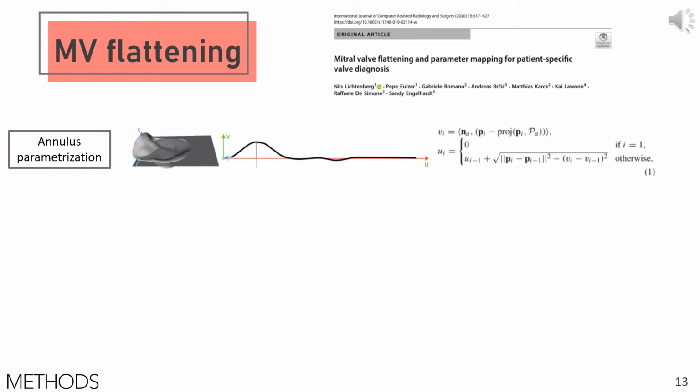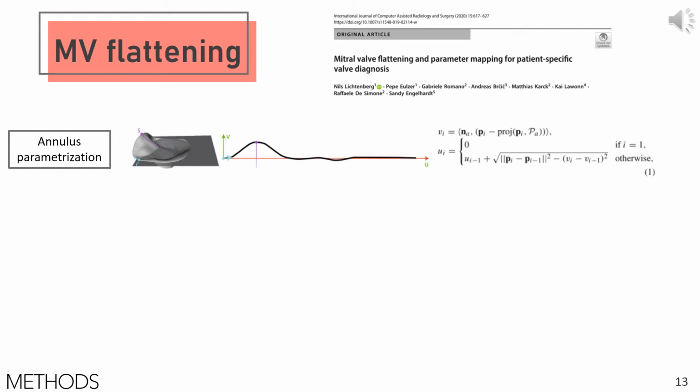Hence, we use the flattened view of the mitral valve that allows the analysis of the whole geometry in one go, and can be color-coded. For instance, it can help to identify which parts of the leaflets are not achieving total coaptation when they should. This was done following the paper shown in the slide by Lichtenberg et al.